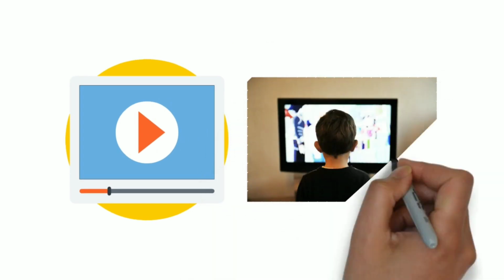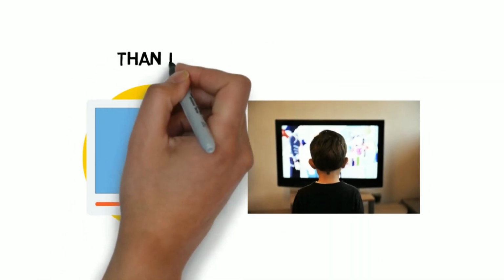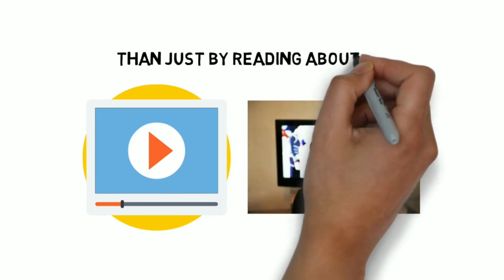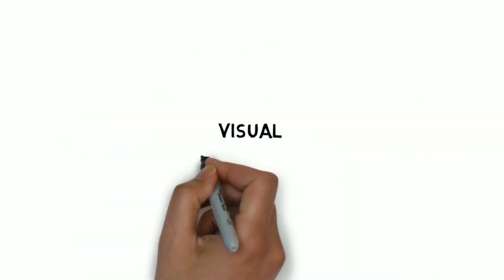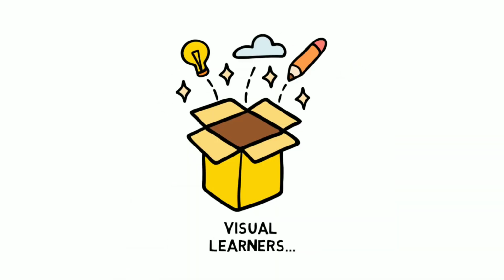Did you know that most people learn a lot faster when they see something being done on video other than just by reading about it? That's because most people out there are visual learners. How do you normally learn the best?